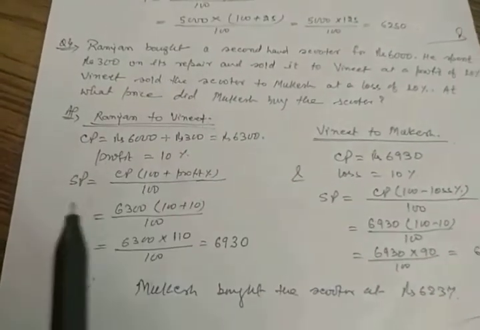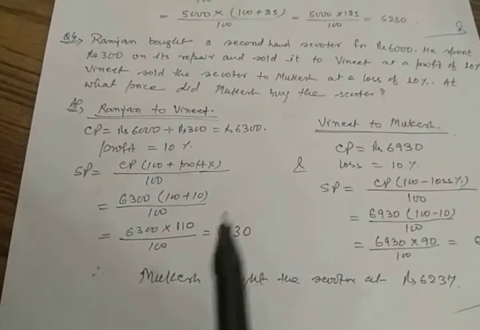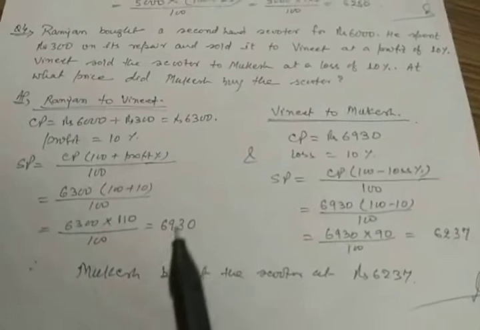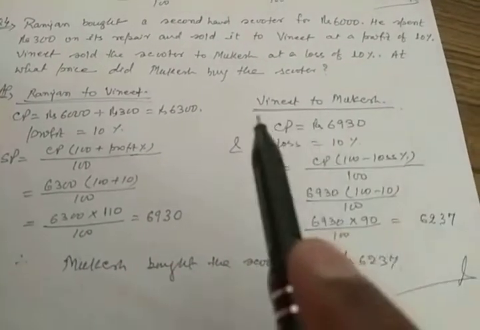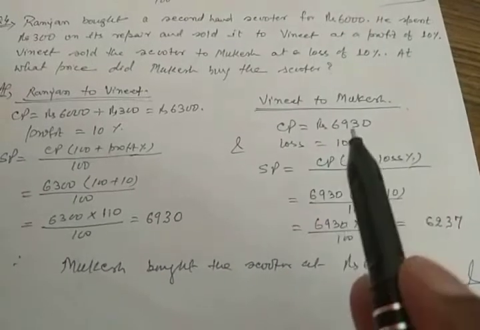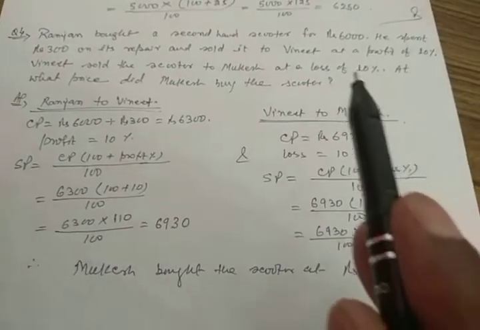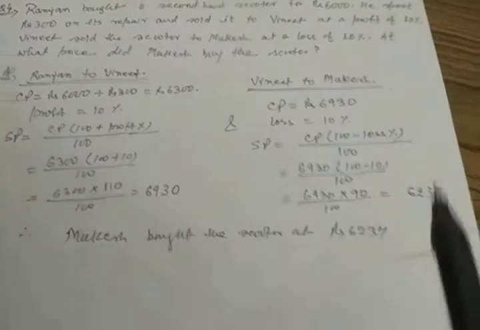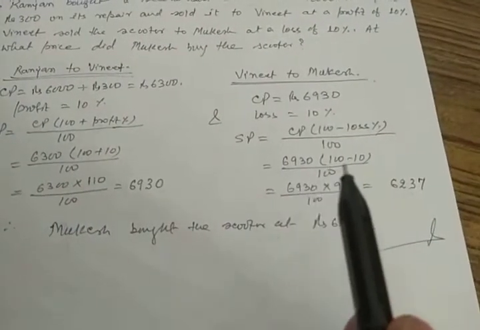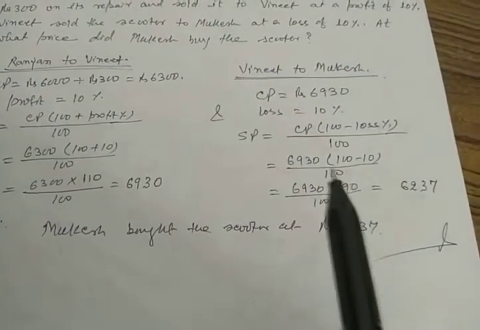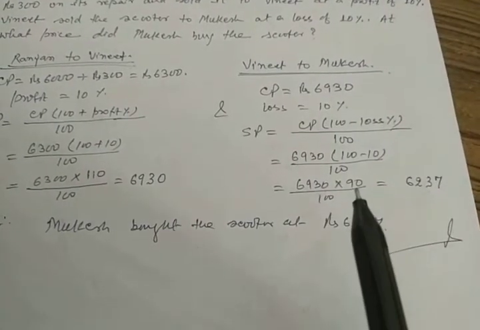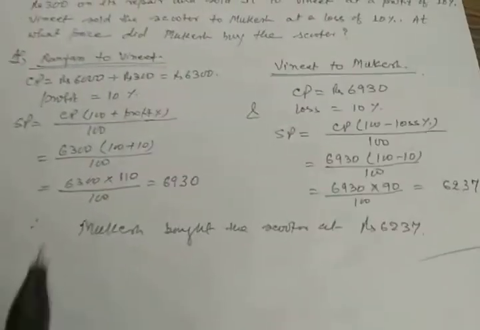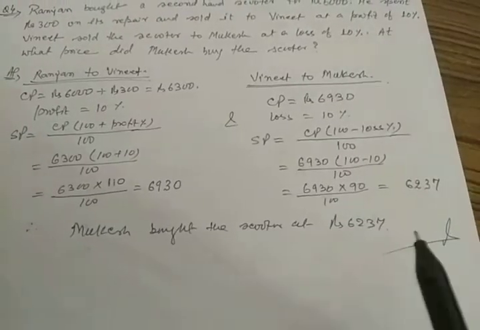Ranjan has sold to Vinith, so this selling price is for Ranjan, but this becomes the cost price for Vinith, as Vinith is going to sell once again to Mukesh. So this 6,930 becomes the CP for this case. So CP is 6,930 and he has sold at a loss of 10%. Calculate now SP. 6,930 into 100 minus 10 by 100, it is 90. If you simplify, you get 6,237. So Mukesh bought the scooter at rupees 6,237.